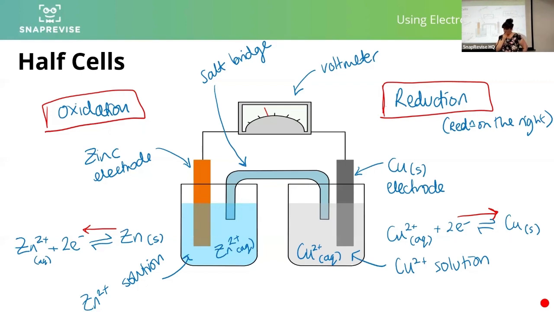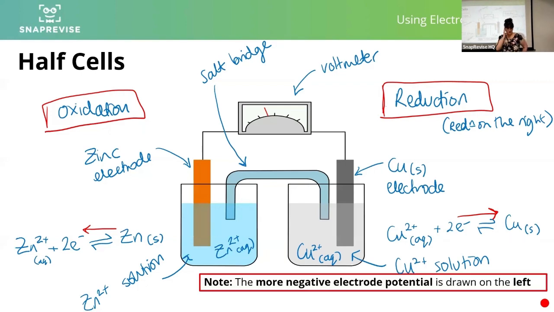Was there anything else I wanted to say? Can't remember. Let's add that down there. So note the more negative electrode potential is drawn on the left, or I would think about it in terms of reduction. So reduction is on the right. The more positive the reduction potential, the more likely the thing is to be reduced. The more positive reduction potential goes on the right. Reduction on the right, RR. Bit easier to remember, I think. And again, I would personally think about it in terms of reduction, because that's what our reduction potentials are given as.